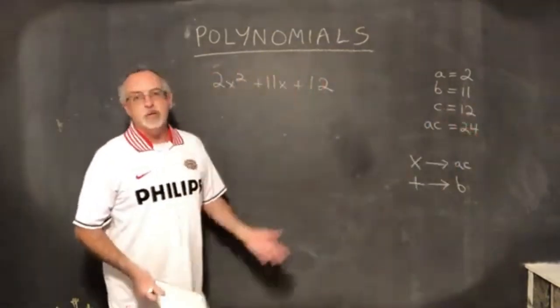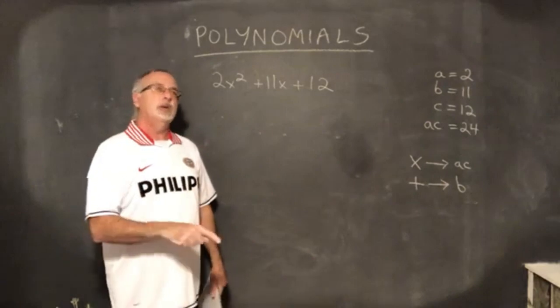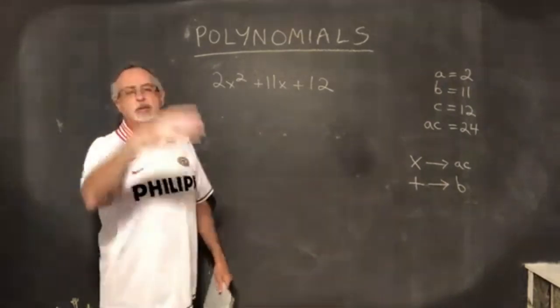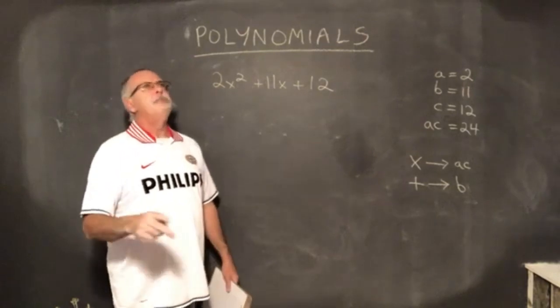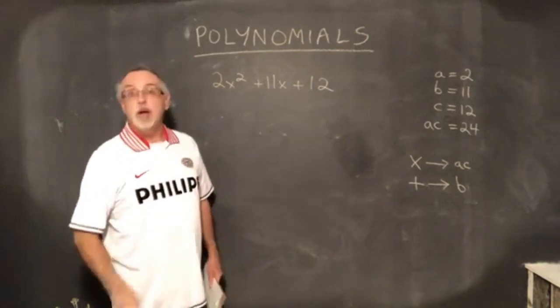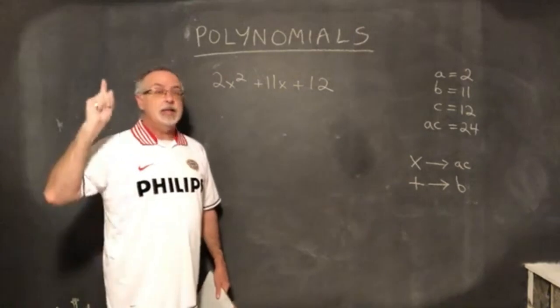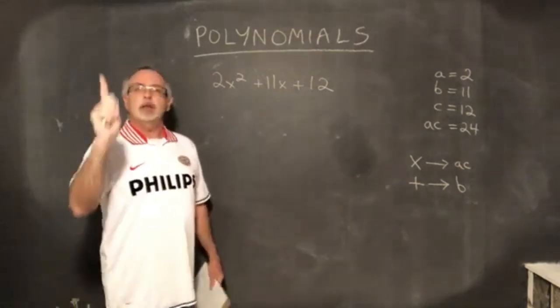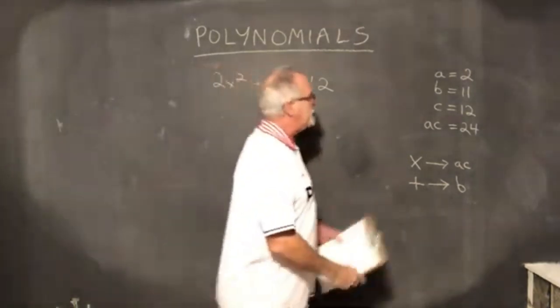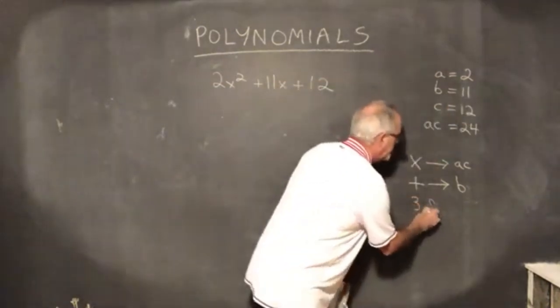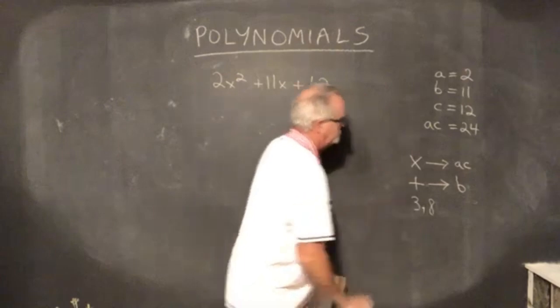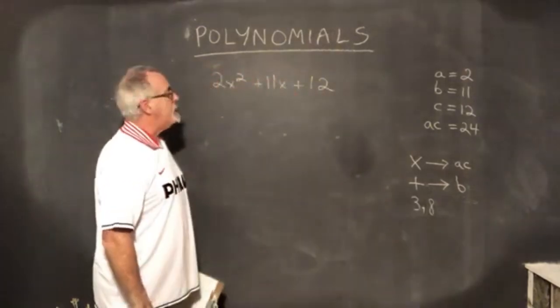What are the factors of 24? 24 and 1. I know you already know the answer. 24 and 1, 12 and 2. Does 3 work? Yeah, 3 and 8. And 4 and 6, of course. But 3 and 8 is the one, because 3 plus 8 is equal to 11. That's a comma. 3 and 8.